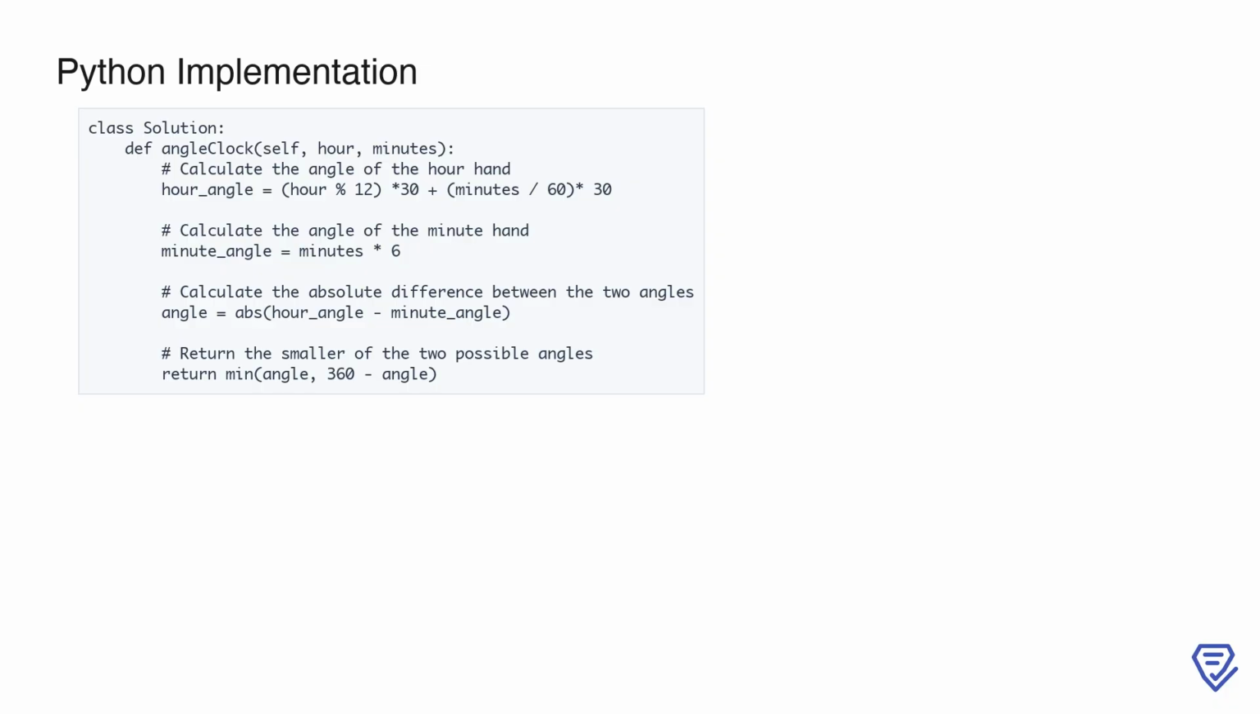3. Angle calculation. The absolute difference between the hour hand angle and the minute hand angle is computed using abs(hour_angle - minute_angle). This gives one of the two possible angles formed between the hands. For the smaller angle, since a clock is circular, the smaller angle is the minimum of the computed angle and its complement, 360 degrees minus the angle. This is achieved using min(angle, 360 - angle). The function then returns the smaller angle as the result.